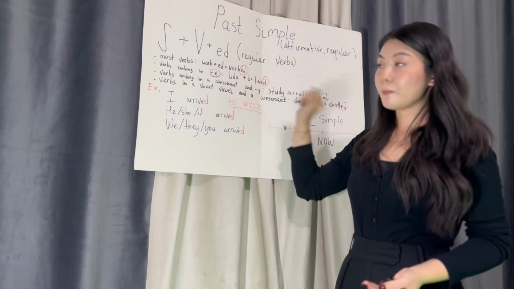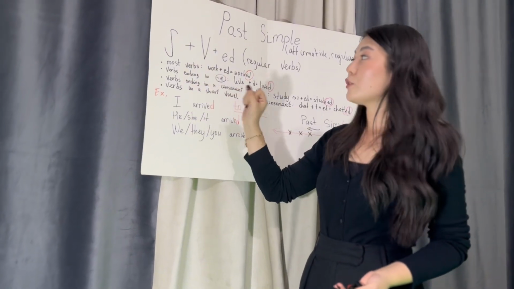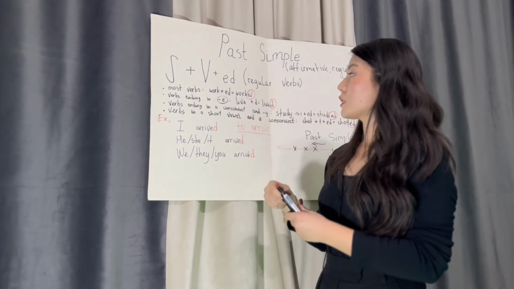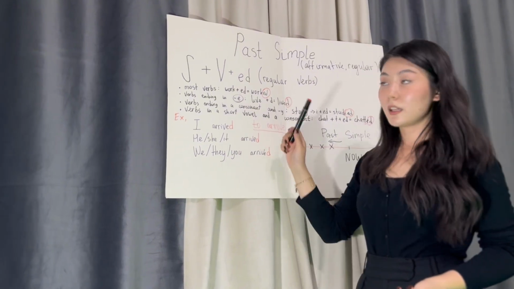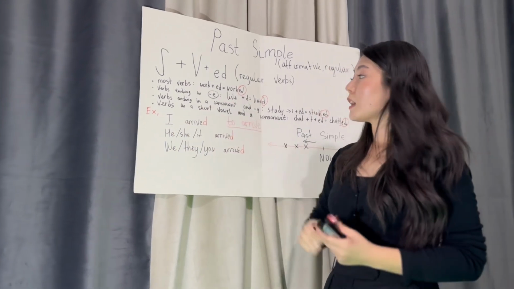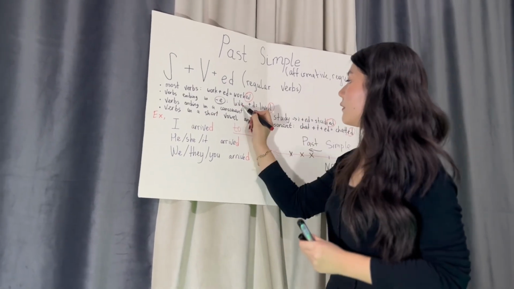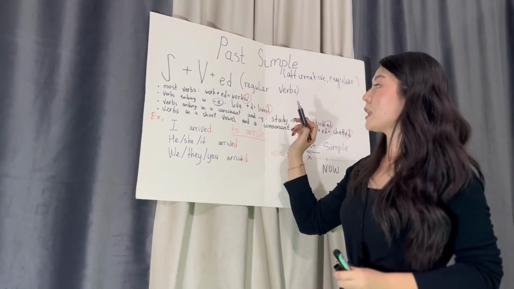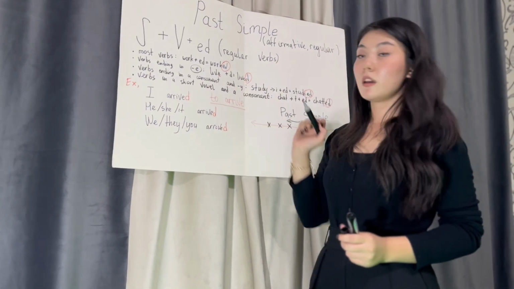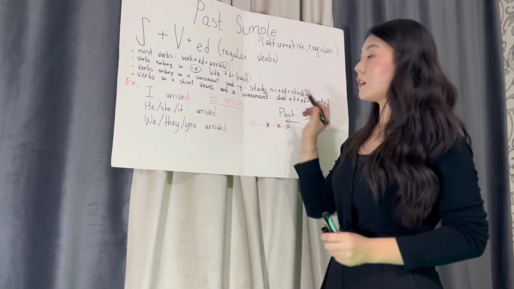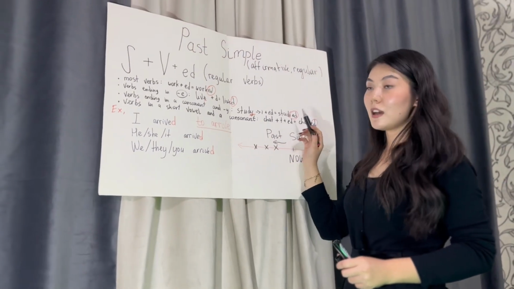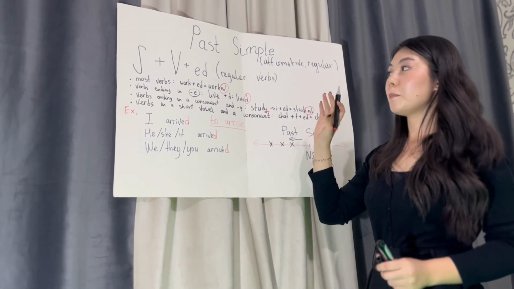Ed is for regular verbs. So there are some tips on how to add the ending correctly. For most verbs, we add ed, like work plus ed, worked. The second one is verbs ending in e. You see that live ends with e, so we add d to make the past simple verb: lived. There are verbs ending in a consonant and y. If you see study ends with y, we change y to i and add ed to make studied. Studied is the regular past simple verb.